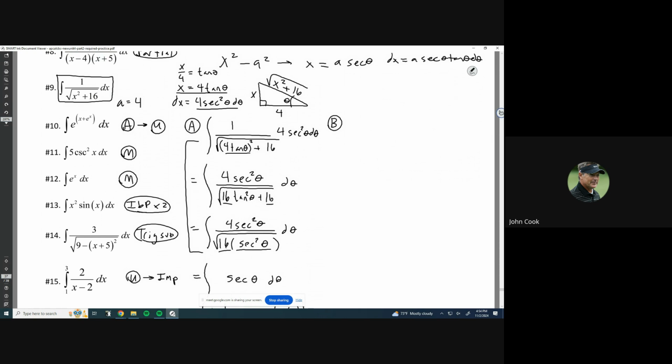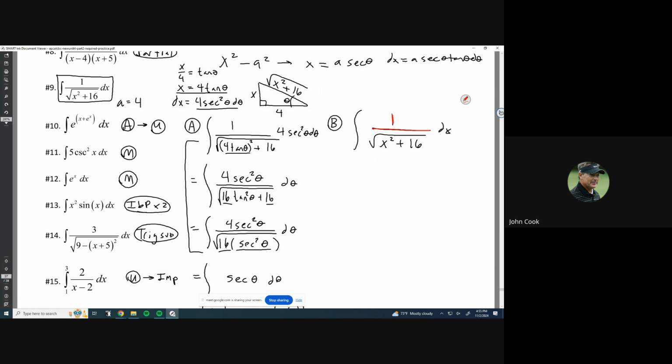Okay, so I start off with my integral 1 over the square root of x squared plus 16 dx, and I do a direct substitution for this. But what I'm going to do is I notice that I've got a fraction here, right?